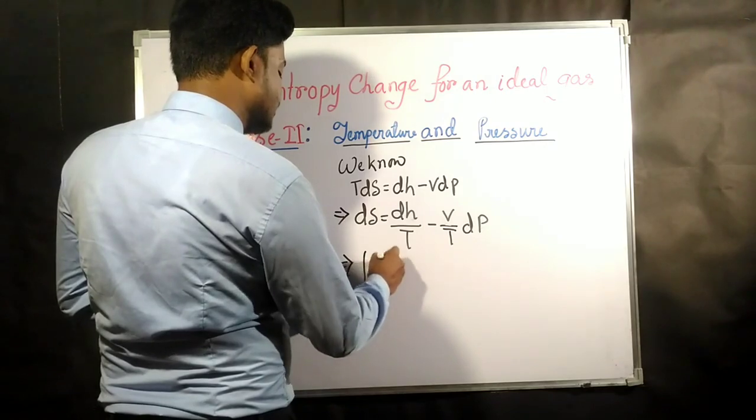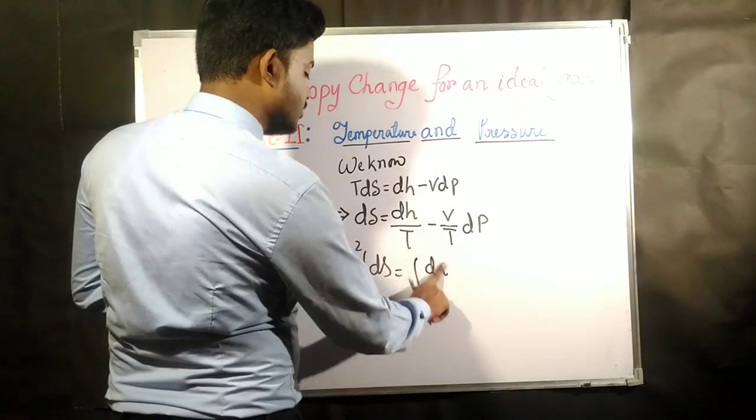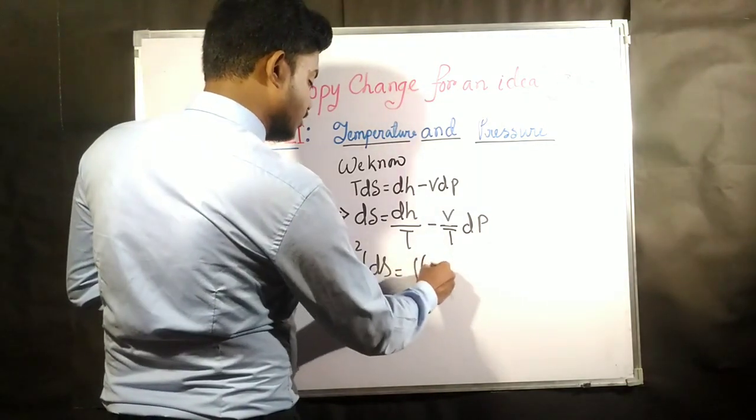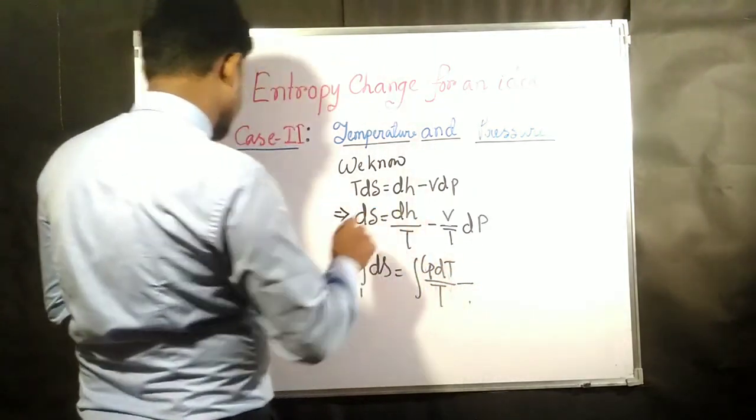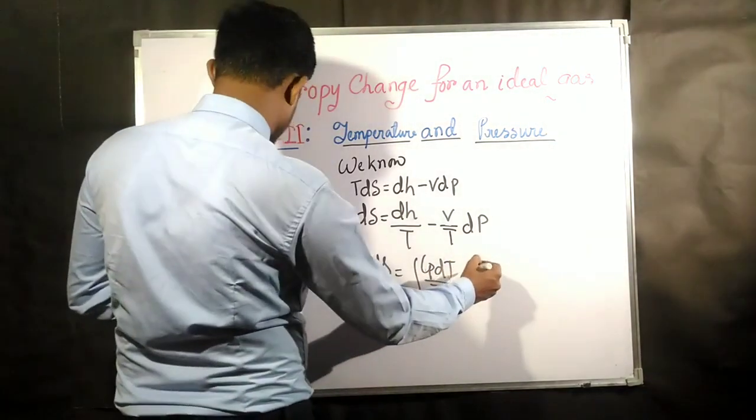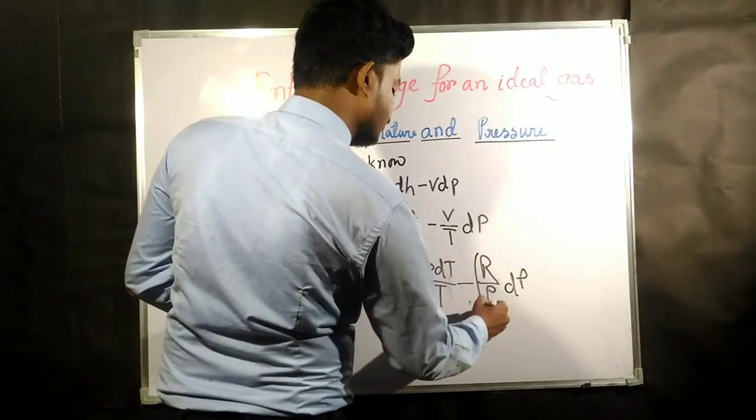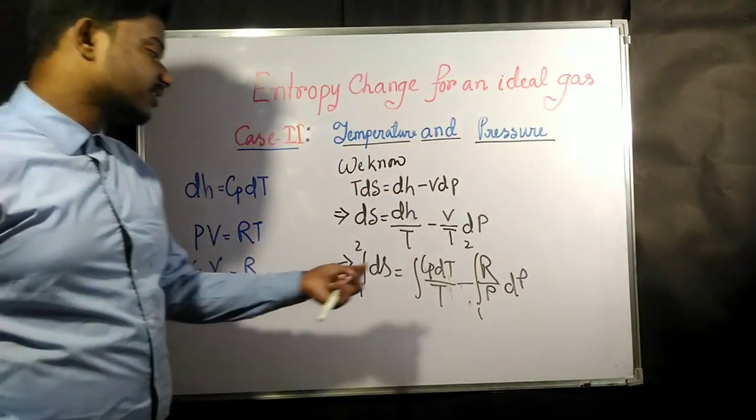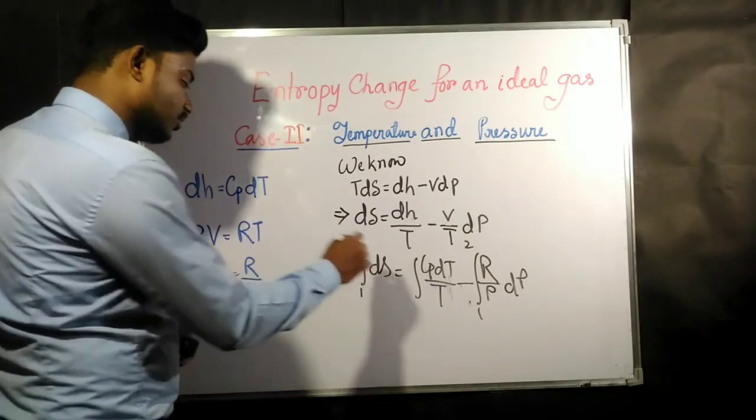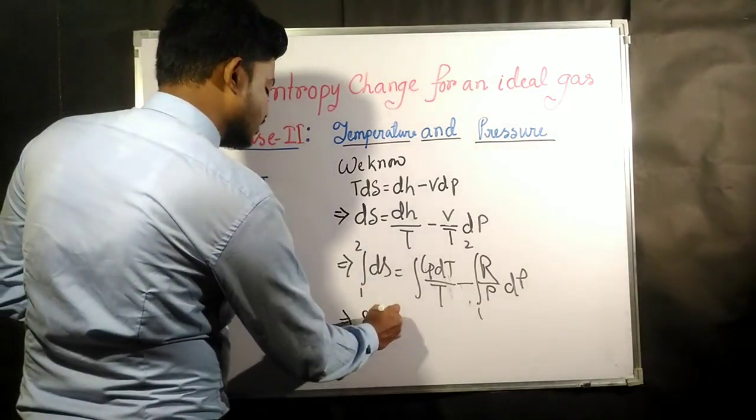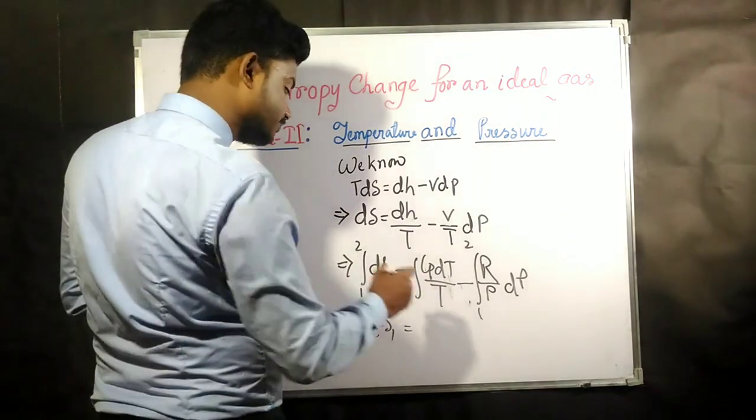If you integrate this dS from 1 to 2, and integrate dH, which means Cp into dT, divided by T, minus V by T. V by T is going to be replaced with R by P. So the integration of R by P dP from 1 to 2. Now in the previous case Cv was constant and R was constant. Similarly here Cp is going to come out and R is going to come out. This is direct integration. This is going to be S2 minus S1.